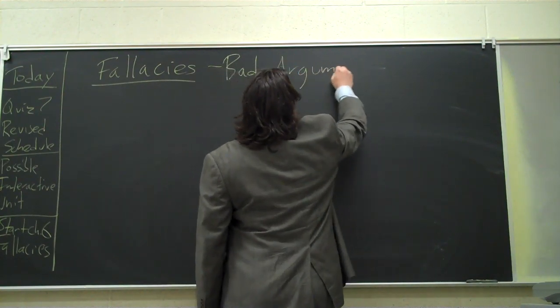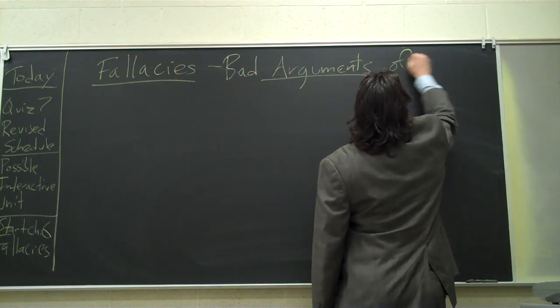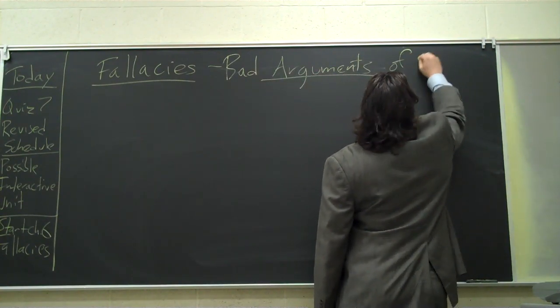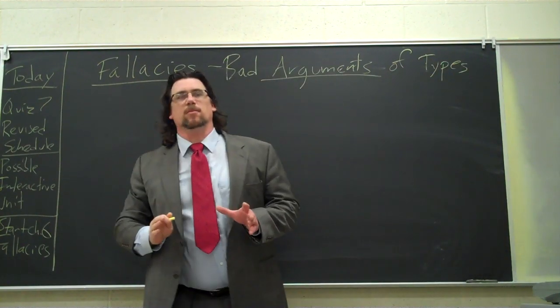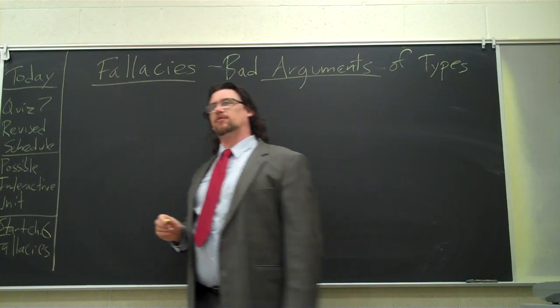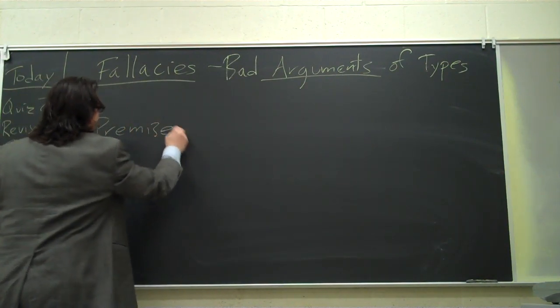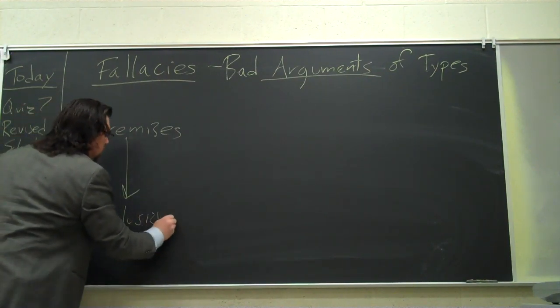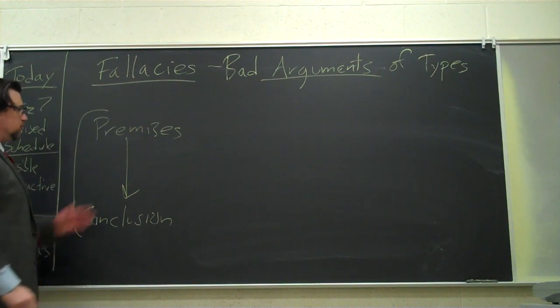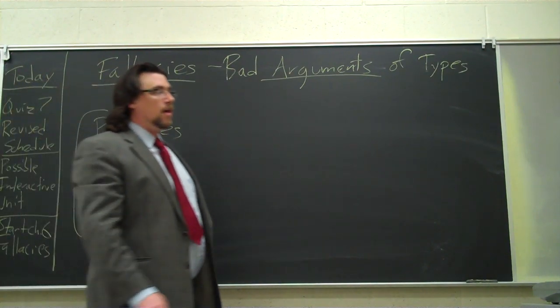This is the key right here. I'm going to put certain marks, put types. So, they are arguments, right? They have the same basic structure: you have some premises, and they're leading to a conclusion, and there's some sort of process of going from the premises to the conclusion. But something goes wrong.